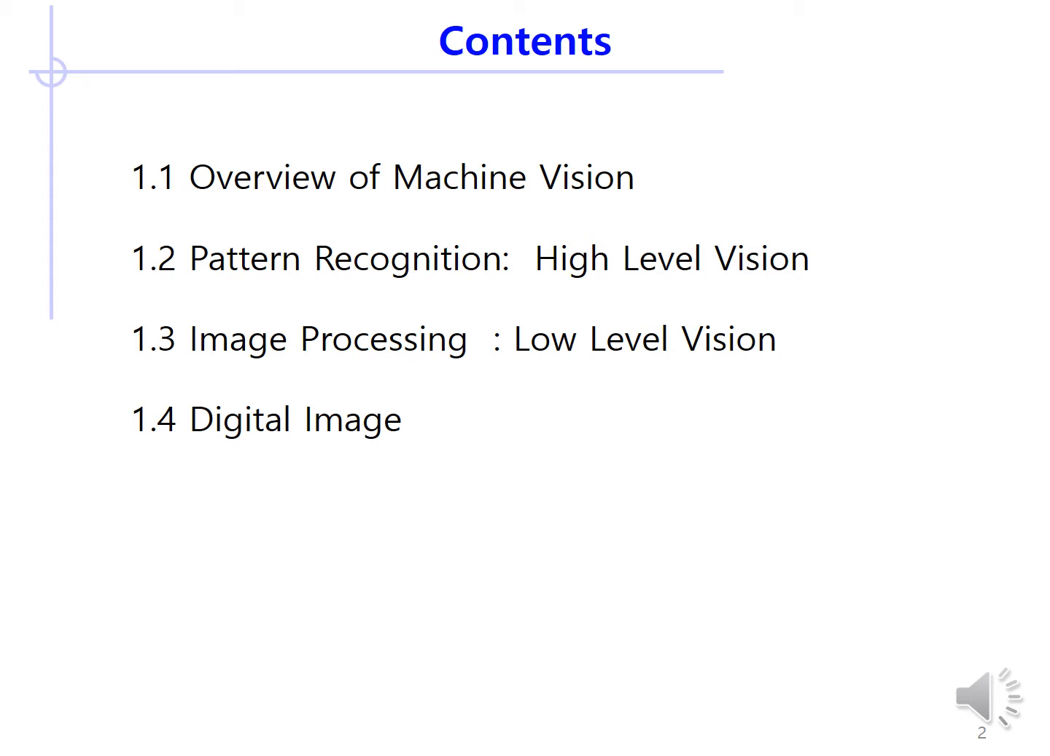This lecture starts with the overview of Machine Vision, and then we will learn about pattern recognition, which belongs to the high-level vision area, and then image processing, which belongs to the low-level vision area, and finally the digital image will be explained.